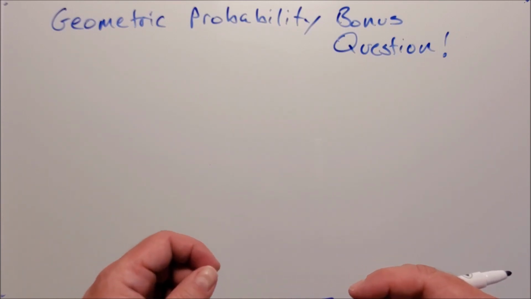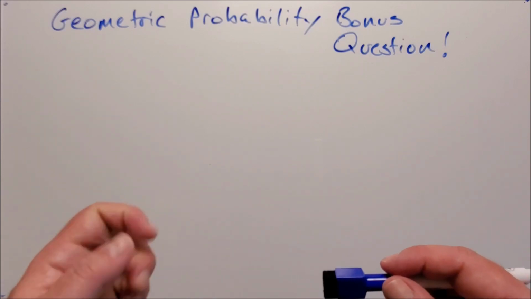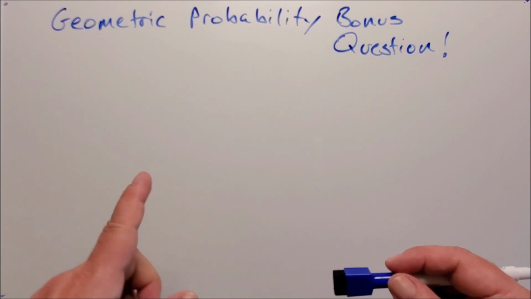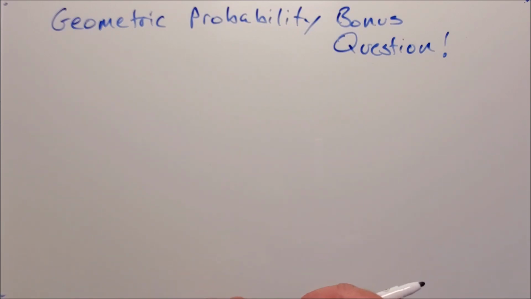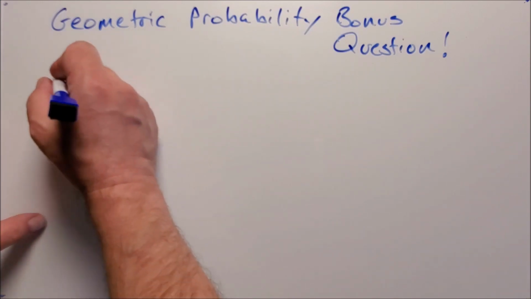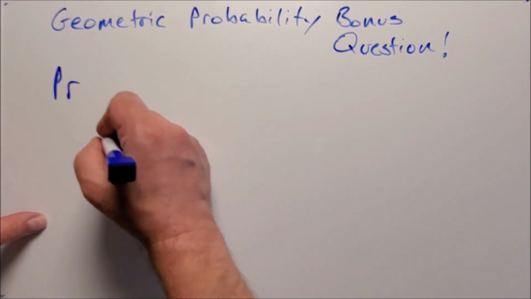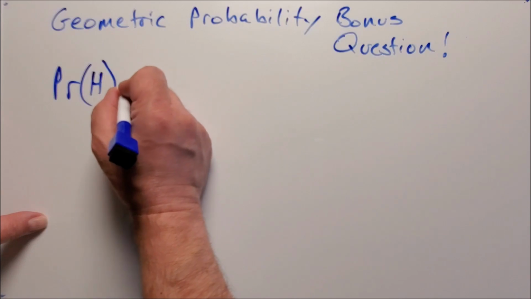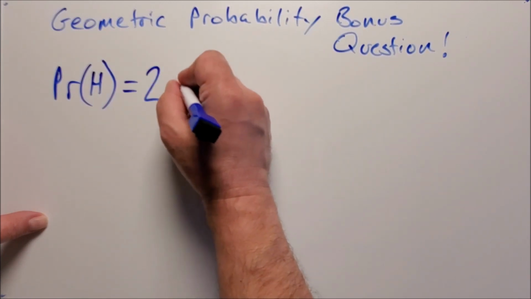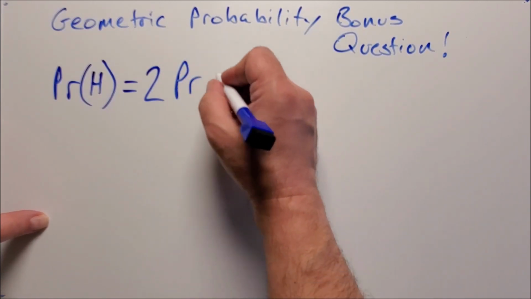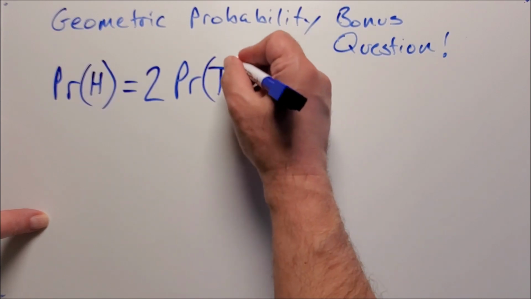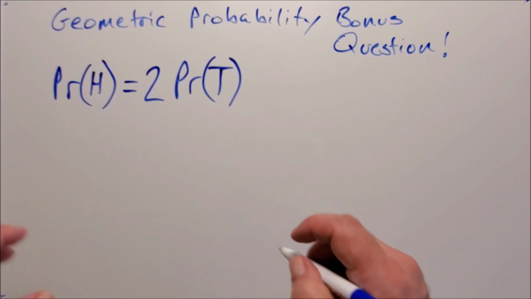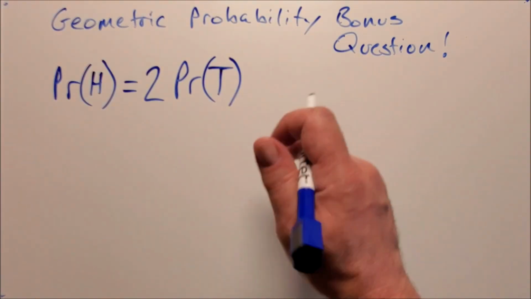Imagine that you have a coin and the coin is unfair. You're going to be flipping the coin and using it to answer these geometric probability questions. The probability of heads is equal to 2 times the probability of tails. Remember, tails we can think of as heads complement. So we know that about the coin, and that's part of the premise.